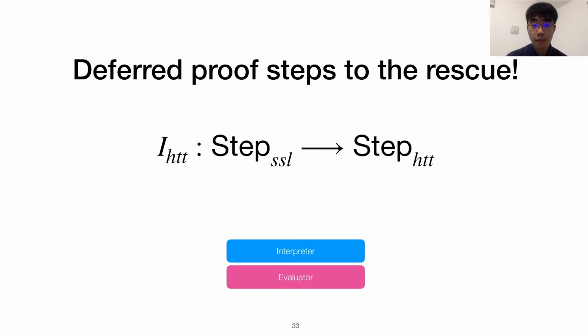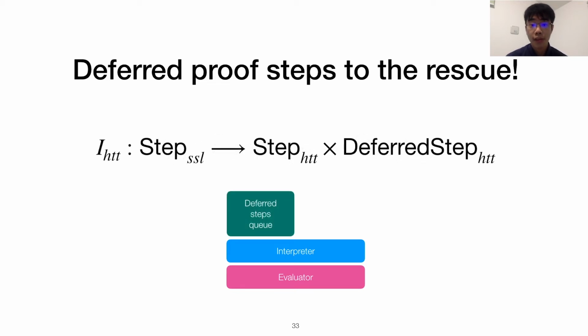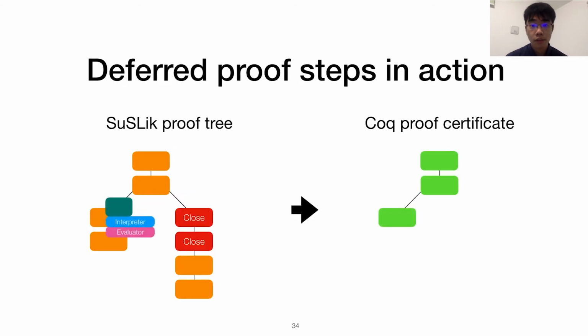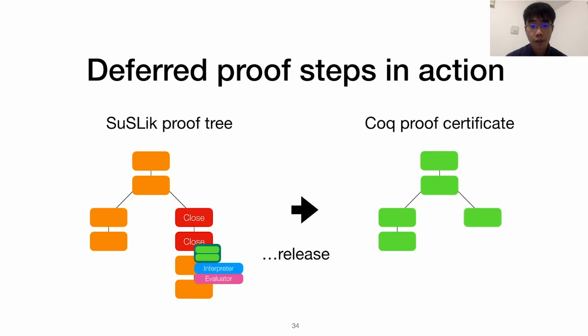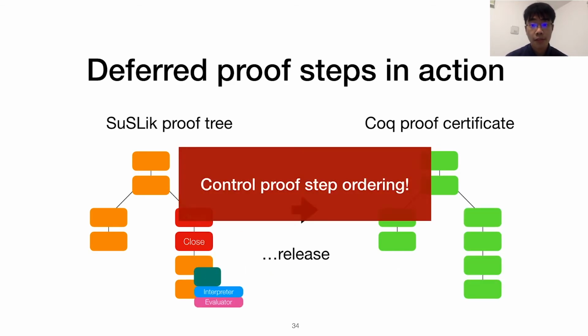This is where deferred steps come in. Instead of emitting the counterpart step immediately, our interpreter can choose to add a step-producing computation to a queue. The queue grows with items during traversal and gets released at the end of the proof. Like a continuation, this gives the interpreter some control over how proof steps get ordered.